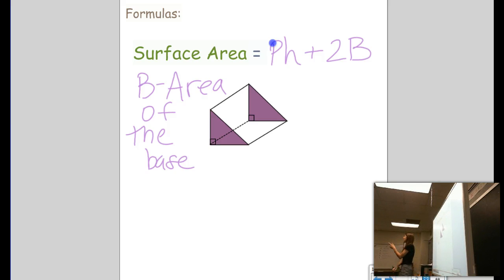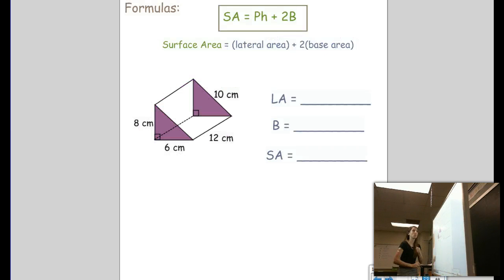So if the base is a trapezoid, how are you going to find capital B? Base 1 plus base 2 times the height divided by 2. You have to go back to your formulas from last unit. Capital B depends on what the base is. So we'll get into that as we work more of these problems.